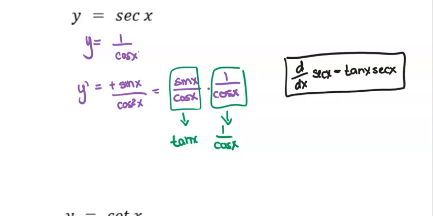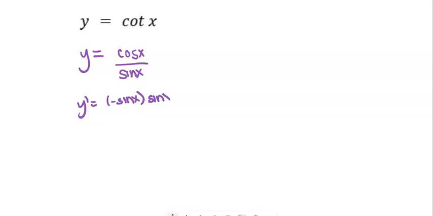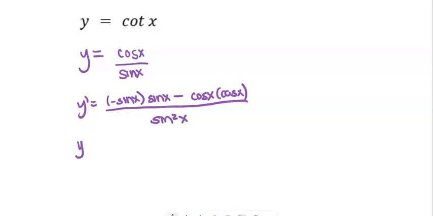All right, one more. Cotan. So we write this in the form that we can take the derivative of. So cotan x is actually cos x over sine x. And I go ahead and take the derivative. Derivative of cos x, negative sine x. Keep the bottom. Subtract. Keep the top, derivative of the bottom, all divided by the bottom squared.